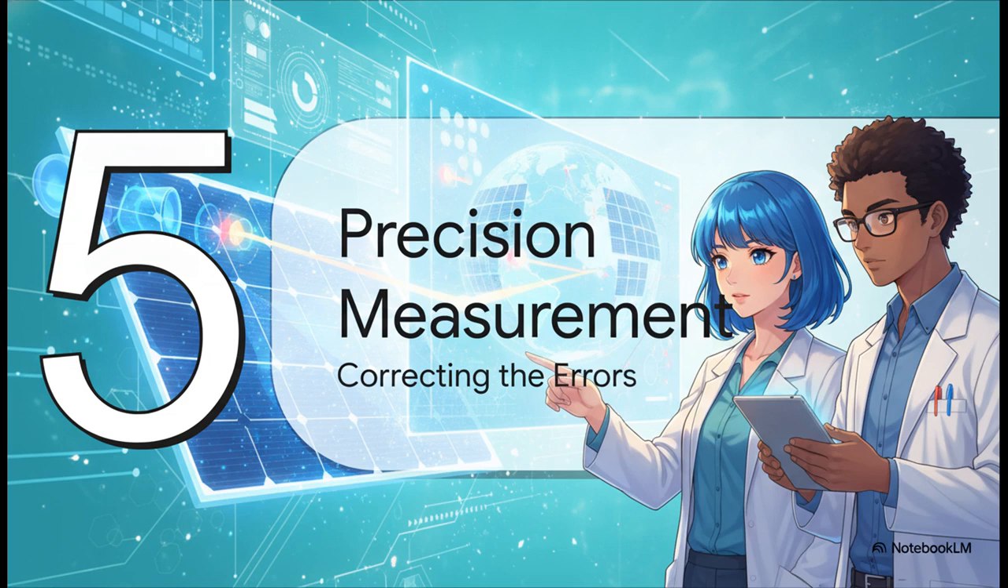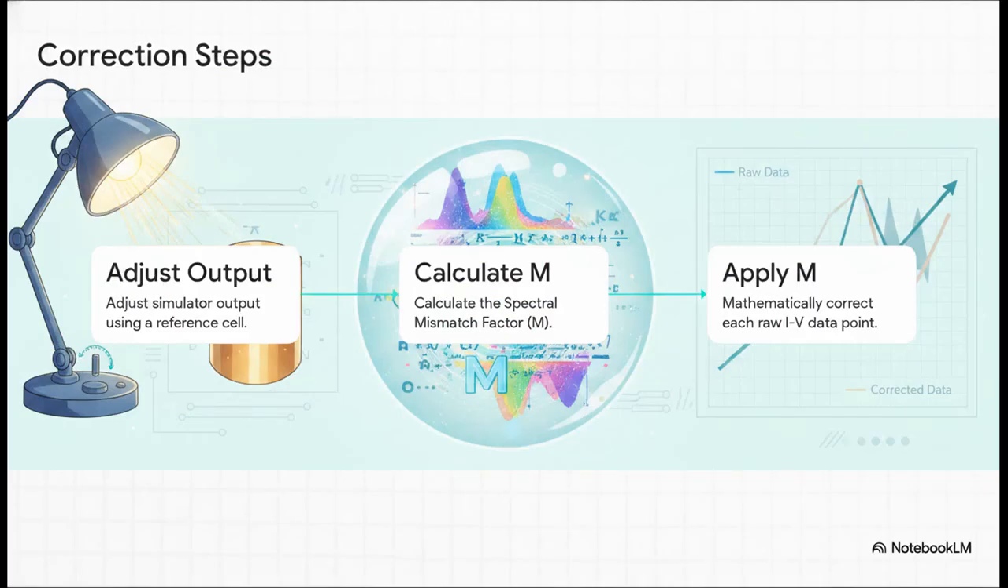Section 5, precision measurement techniques. Correcting those errors. Because an error of 9% is totally unacceptable when we're verifying global world records. So scientists deploy some strict mathematical procedures to achieve those crazy sub 1% measurement uncertainties.